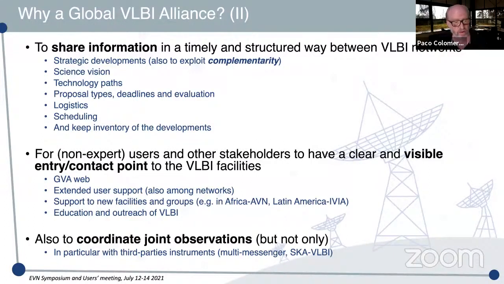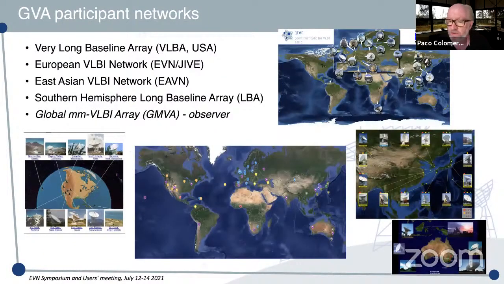As I said before, the communication and coordination with third parties. These are the VLBI networks who have already been talking and set up this concept, this forum of the Global VLBI Alliance. This is the Very Long Baseline Array in the USA, the European VLBI Network, the East Asian VLBI Network, the Southern Hemisphere Long Baseline Array, and all of these four, not by chance, share one important thing, that is observing frequencies. So all these VLBI networks can, on top of coordinating and exploiting synergies, eventually observe together. And this is a very important point for the Alliance.